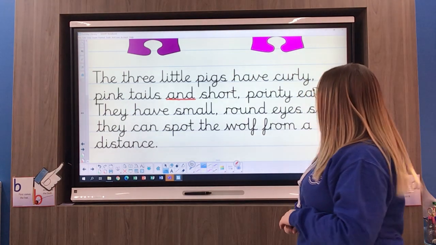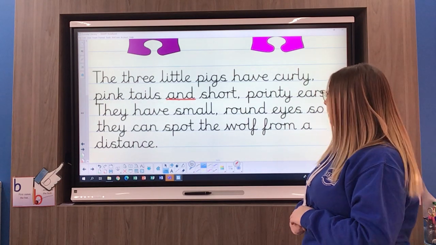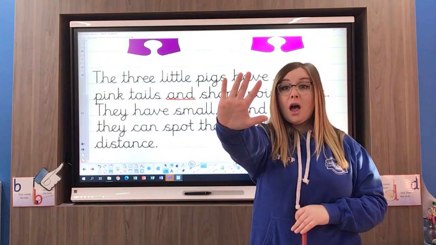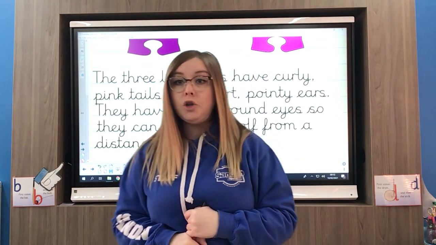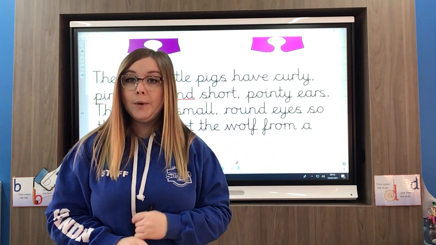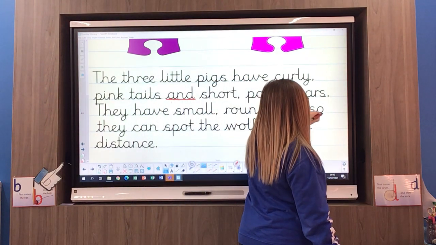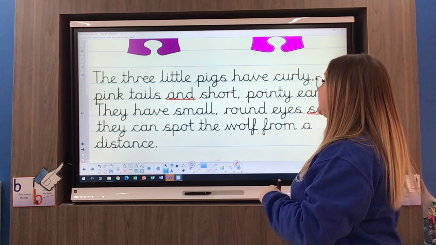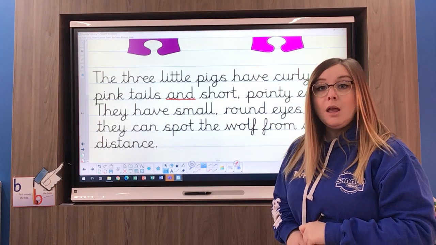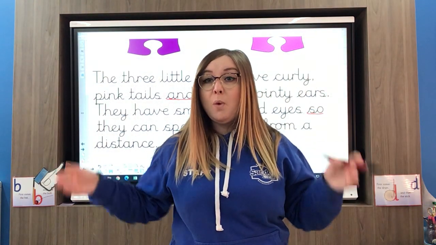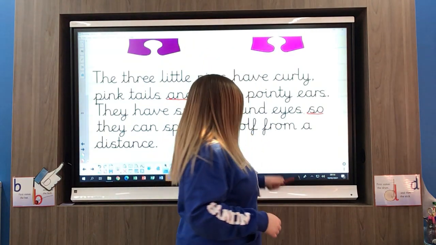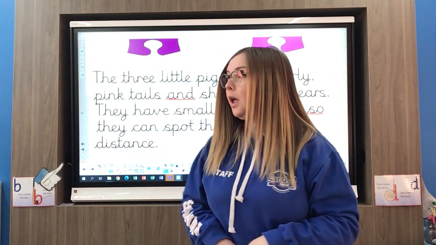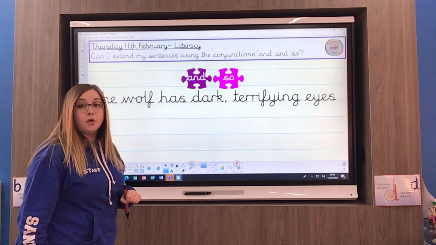They have small round eyes, so they can spot the wolf from a distance. Did anyone manage to shout stop when I was reading that sentence? What conjunction did you spot, year 4? Brilliant, it was so. I could have ended my sentence here, just left it as they have small round eyes. But I didn't, I wanted to make it bigger. I told you why they've got small round eyes, and that's so that they can see the wolf coming from far and far away.